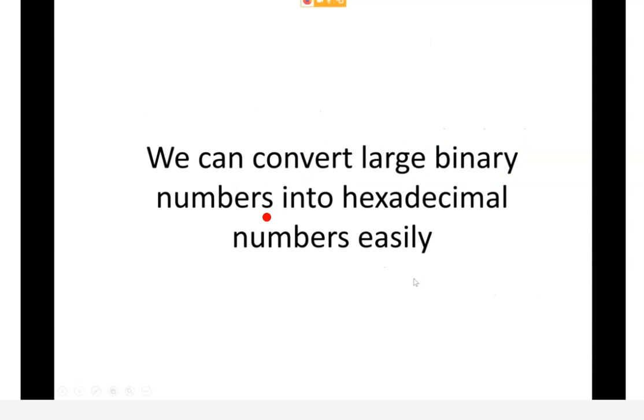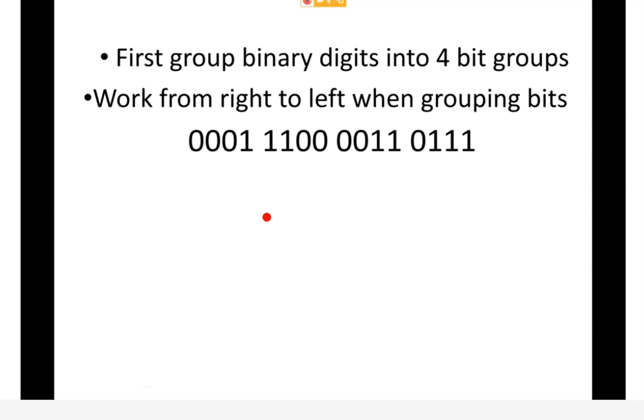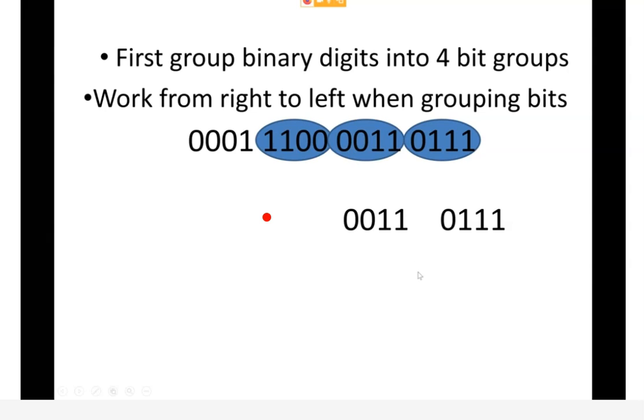And we can convert large binary numbers into hexadecimal numbers quite easily. We just have to group each digit into 4-bit groups. And we always want to start on the right. So there's a group of 4, and then another group of 4, and so on. Here we have some zeros that we ignore, but we still want to group them that way in case we had another number out this way, because they're important.